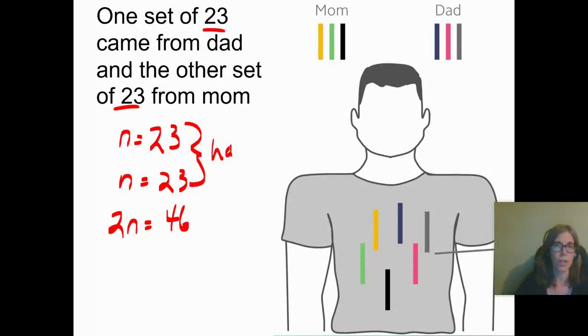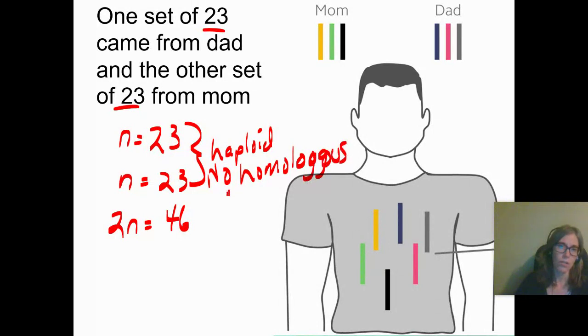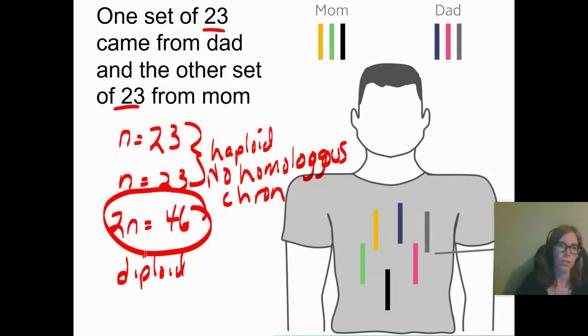So we would call these haploid. Haploid cells have no homologous chromosomes, no pairs. But the diploid one would have homologous pairs, right? Because you get one set from your mom and one set from your dad.